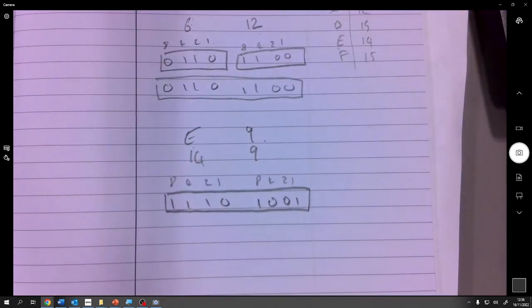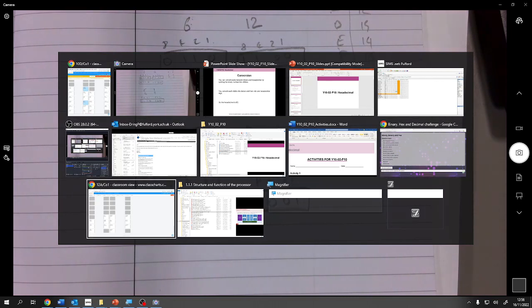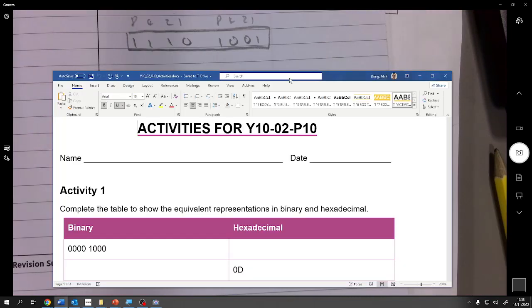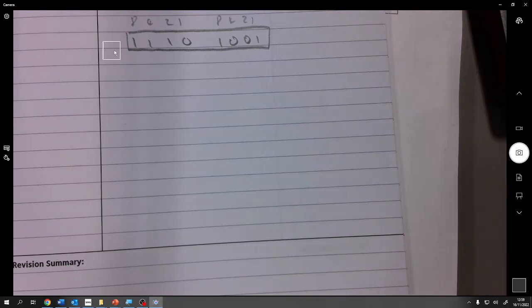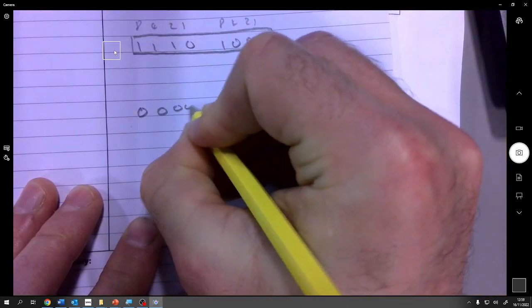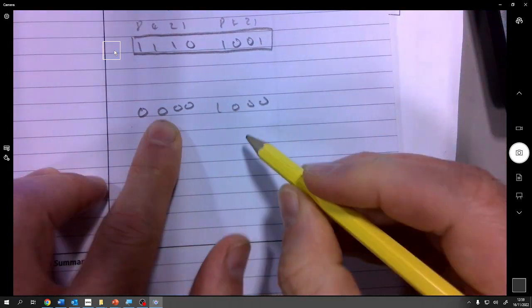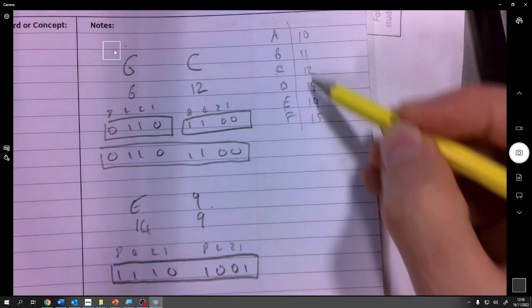Okay, that should hopefully be enough. Have I got the worksheet open? So actually, activity 1 is the other way around. We've got binary separated out into 2 nibbles. A nibble is 4 bits. That's 4 bits, it's a nibble. That's 4 bits, that's a nibble. That's 8 bits, that's a byte. We need to do hexadecimal. So if we've got 0, 0, 0, 0, 1, 0, 0, 0, let's write that down. We use our table that you will write down now.